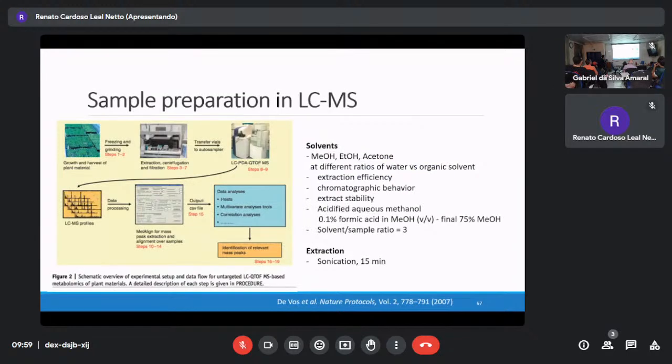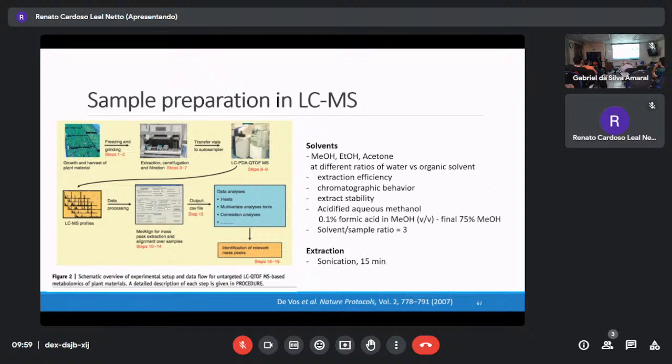And in LCMS cases, solvents are usually methanol, ethyl acetate, acetone, and an equal ratio of water and organic solvent. And once you decide it, you don't have to test other samples. Always follow your protocol because it's already proven. What I mean is, there are several protocols like this. And then extraction efficiency, chromatography behavior, extract stability, and aqueous methanol.